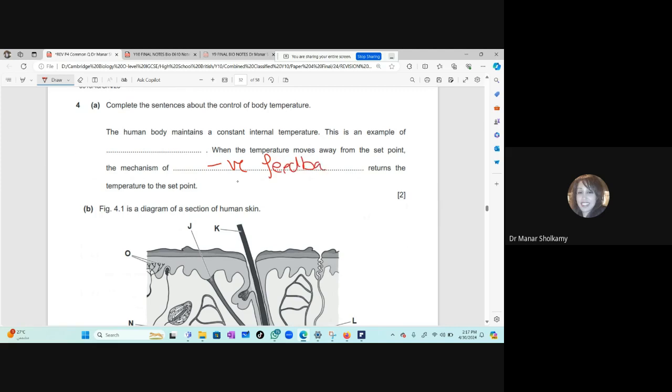Some students are confused between both. Homeostasis is a definition, which is maintaining a constant internal temperature. How is homeostasis done? The mechanism is the negative feedback. I chose this so that I clarify this point. Homeostasis is a definition. It is the maintaining of a constant internal temperature or internal environment. Example: temperature. How is it done? By the receptors and the brain. The process is the negative feedback.